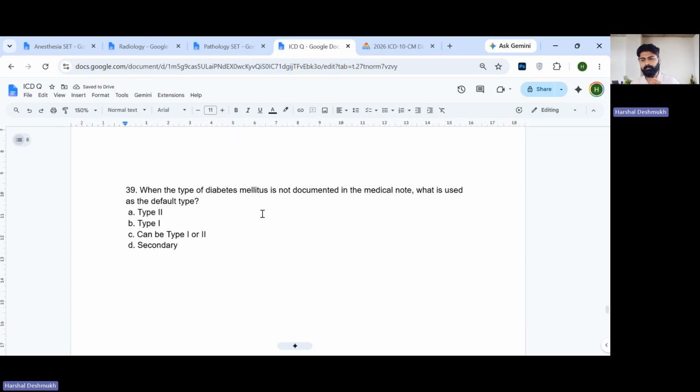When the type of DM is not documented in the medical note, what is used as the default type? Should be a very easy one. If you're not able to find the answer, it is mentioned in your ICD guidelines as well.